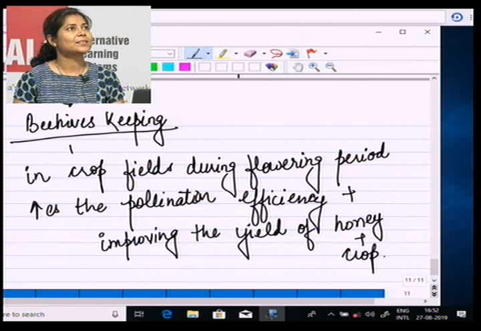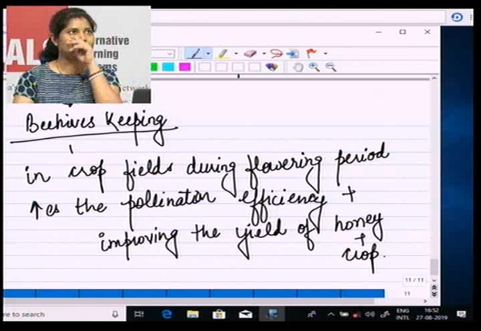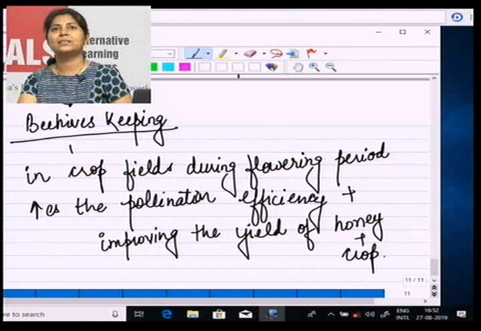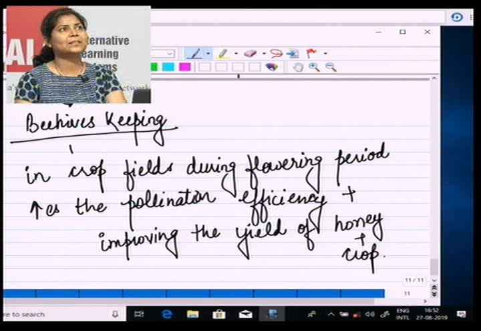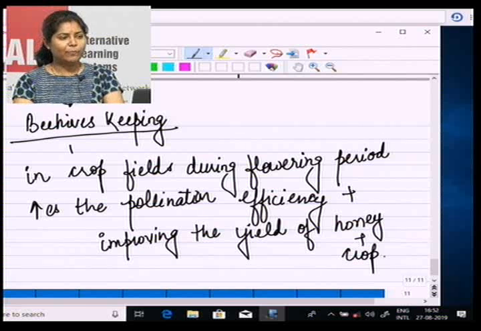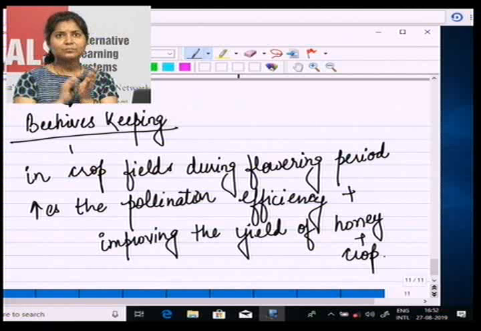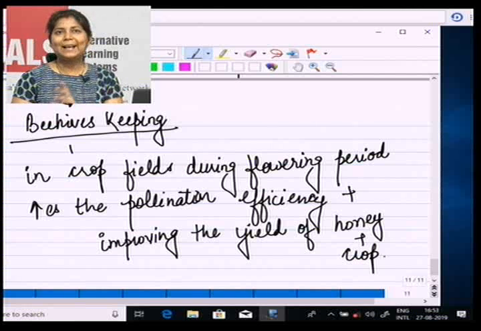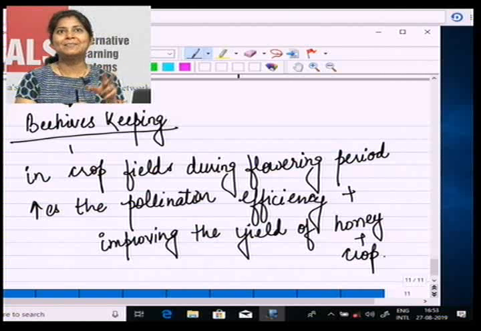Yes. So, beekeeping in crop fields. I will find out the reason for that, Kohima. Don't worry, let me ask people why it is happening so. Now, if you are keeping your beehives in the croplands, what advantage are you having? You are having a double advantage.